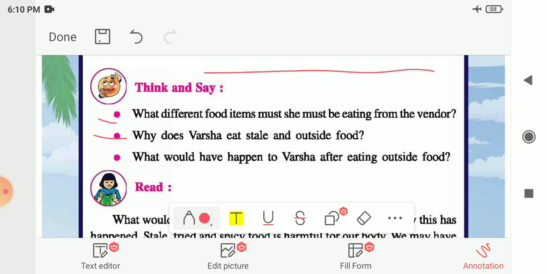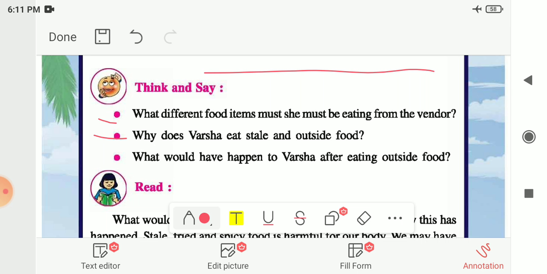Next is, why does Varsha eat stale and outside food? We know that all outside foods are not pure, or clean. Some of it may be stale, rotten or spoiled, because there are many germs and many insects like bees which carry these germs. These bees can sit on open food and outside food, and spread disease. And Varsha finds this kind of food tasty, so that's why she eats it.